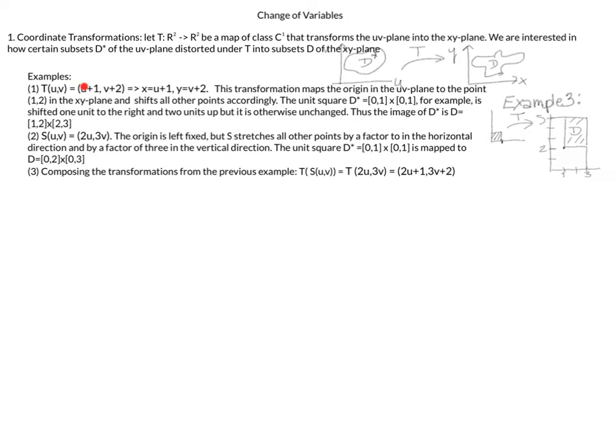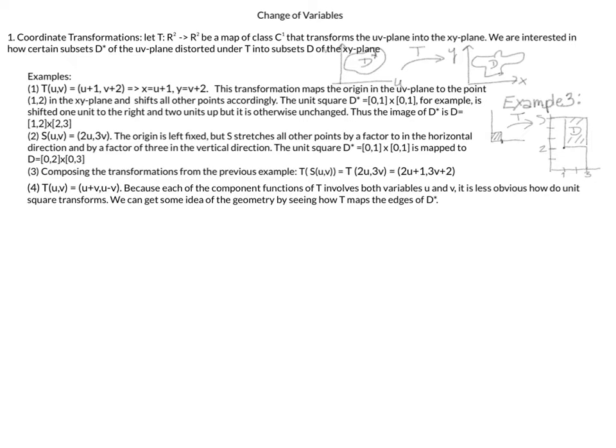You can both shift your unit rectangle or your domain, and then you can stretch it. So here we have T of S of (u,v), so S stretches by a factor of 2 in the x direction and 3 in the y direction, and then you apply T. So you shift it over 1 unit to the right and 2 units up. And so this is what our composition looks like. We have our unit square shifted over 1 unit to the right, 2 units up, and then stretched out by a factor of 2 in the x direction and 3 in the y direction.